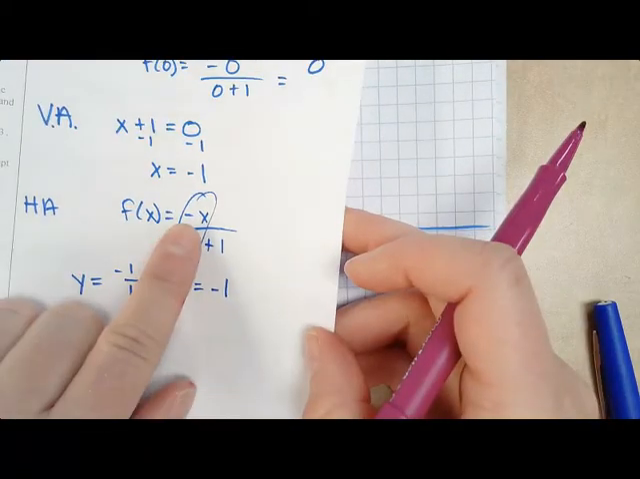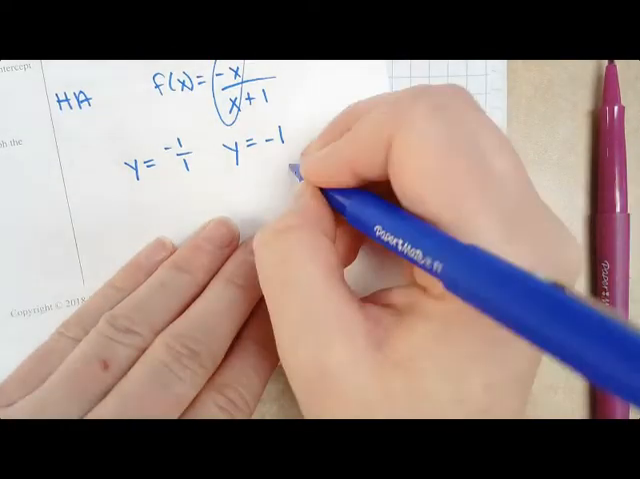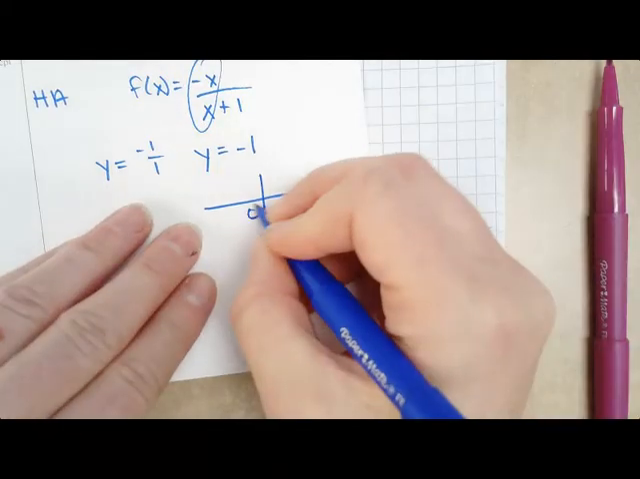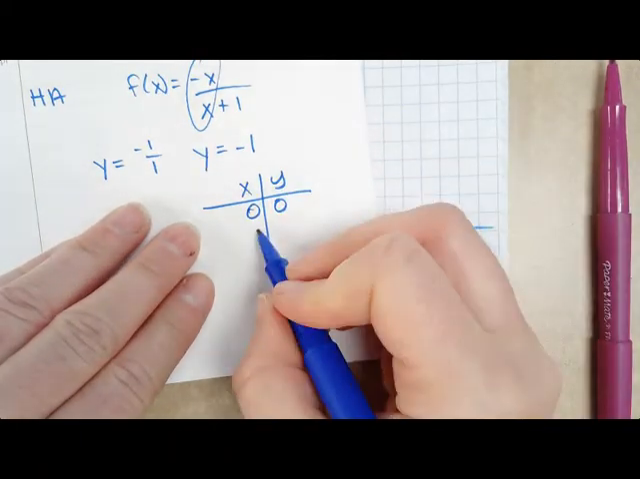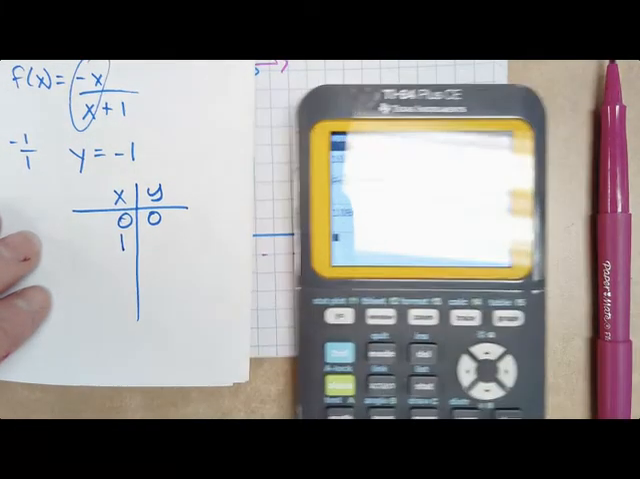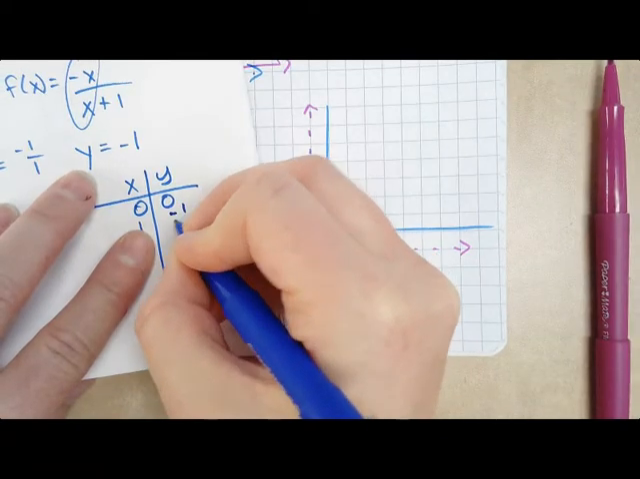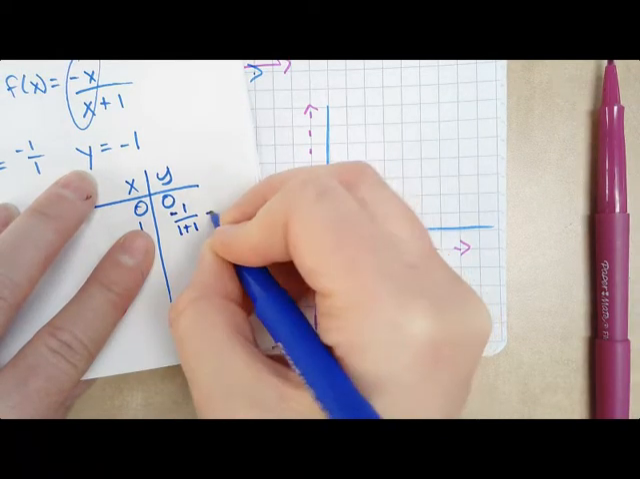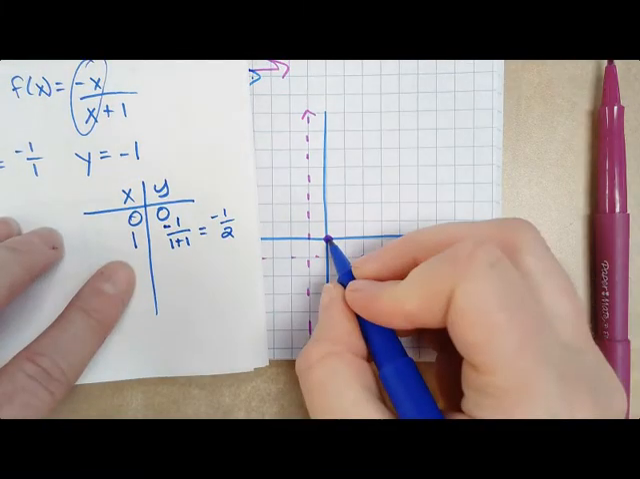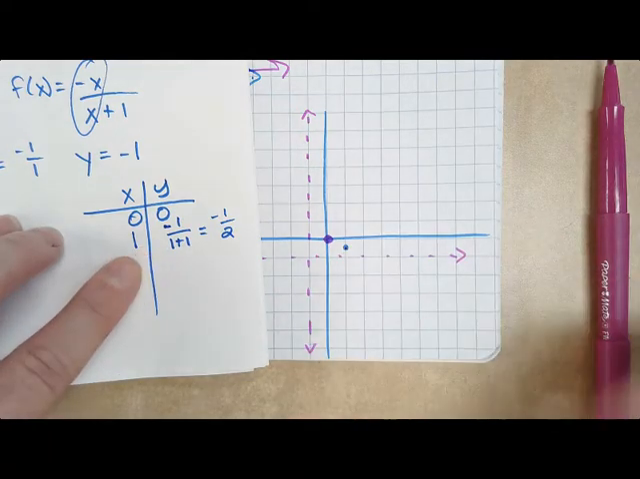Okay, and then we just need to know how it's going to look. There is this negative out front. So we need to, let's see, plug in some points to find out how it's going to be done. So we know 0, 0 is there. So let's plug in 1. So if I plug in 1, it'd be -1 over 1 plus 1, which equals -1 over 2. So over 1, down half. Okay, so it looks like it's going down.